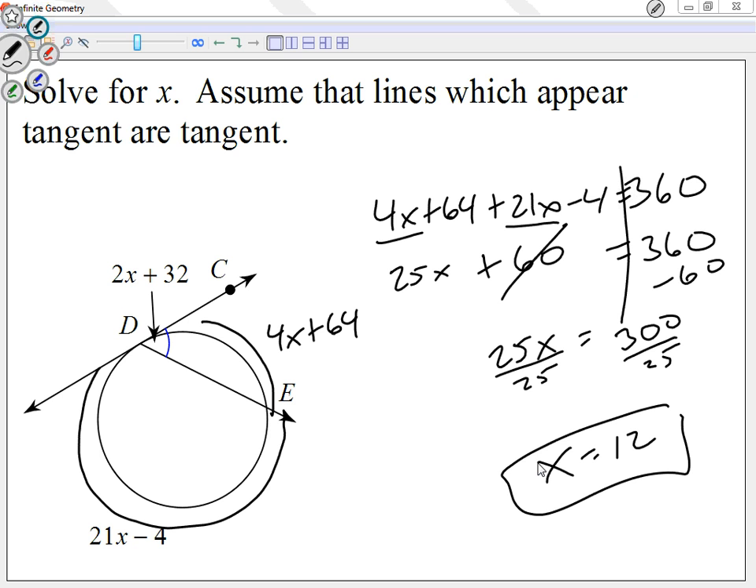So the algebra work is simple. Now what we're working on is the angle times 2. The angle times 2 is equal to the arc that it creates. Right. Any questions? That's it.